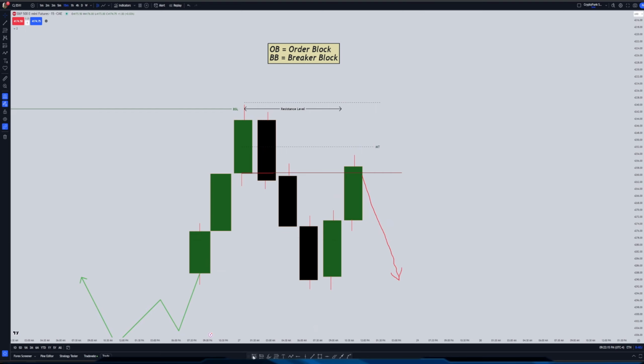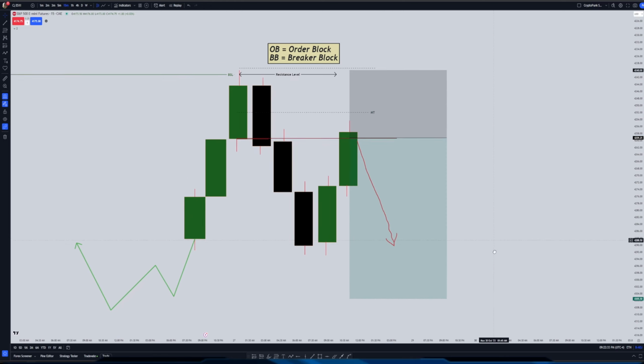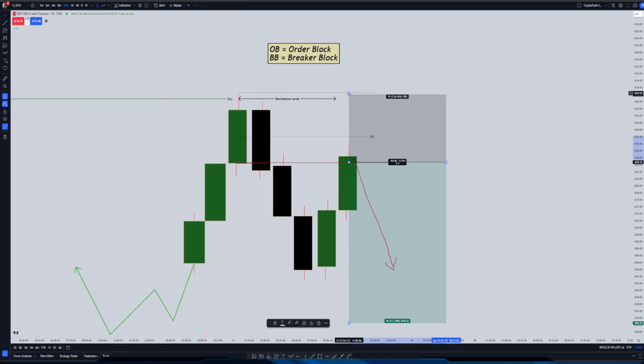So a stop loss can be in two different forms. Number one, you can put the stop loss on that high of the order block and then target whatever the recent swing point is or wherever the relative equal lows are. This can be your stop loss.